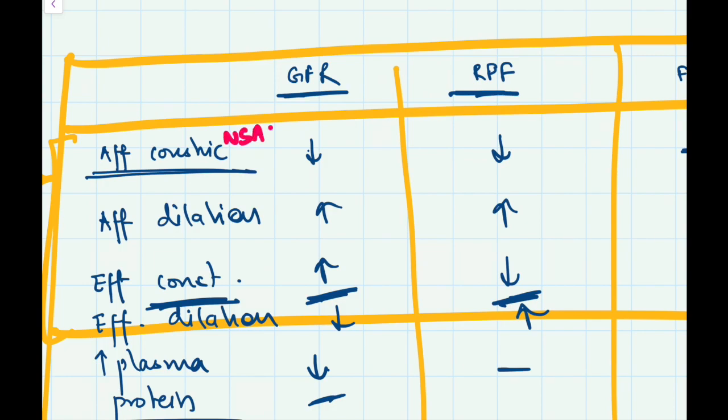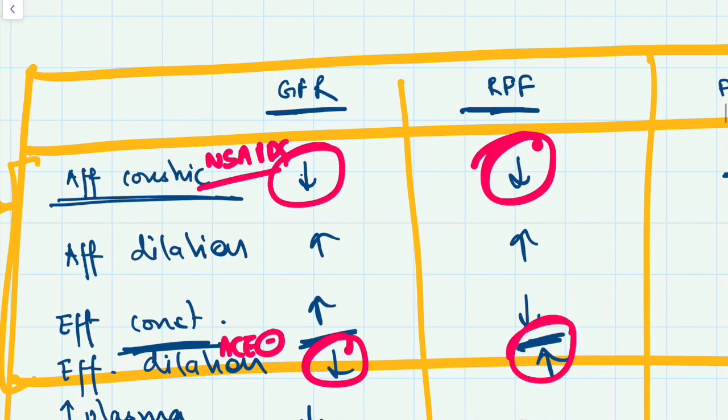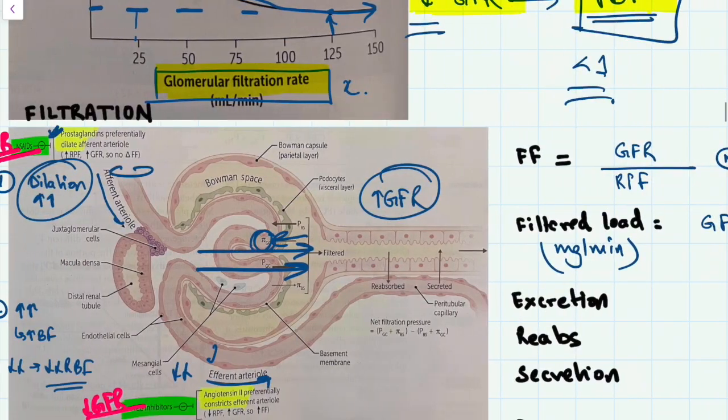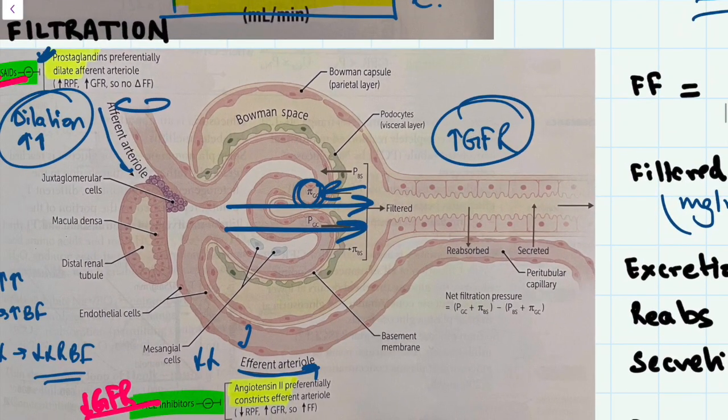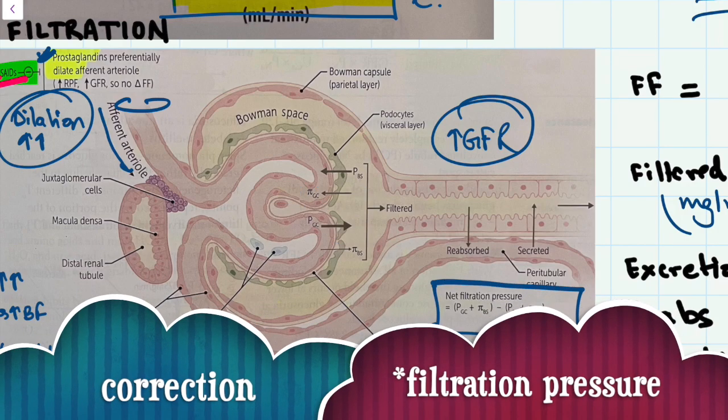NSAIDs cause afferent arteriolar constriction, right? It will decrease the GFR, and the ACE inhibitors will cause efferent arteriolar dilatation, again decreasing the GFR. The difference is that the renal plasma flow will be decreased in case of NSAIDs, while the renal plasma flow is increased with ACE inhibitors, right? Also remember this equation, which is very basic, that the net filtration pressure is given by this formula.